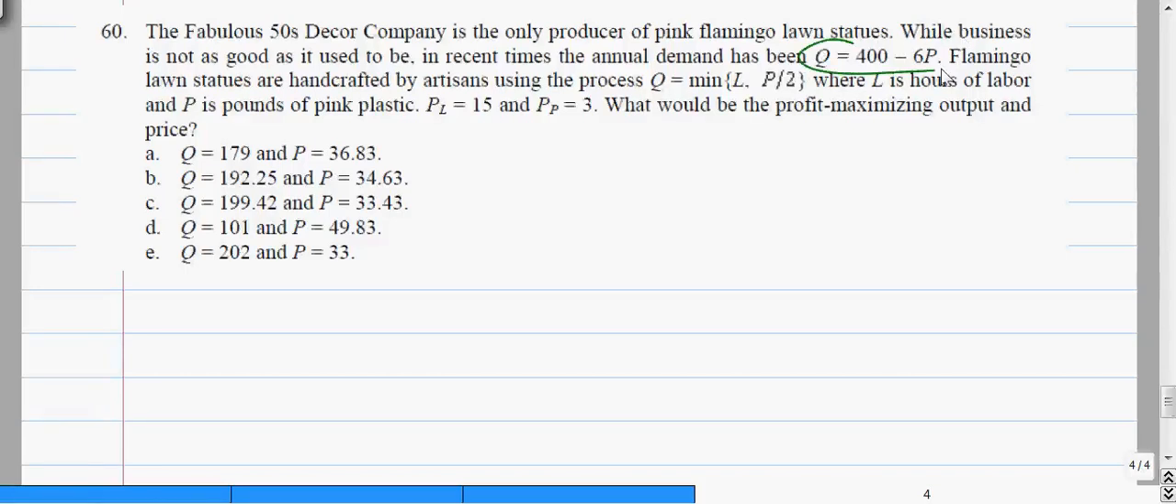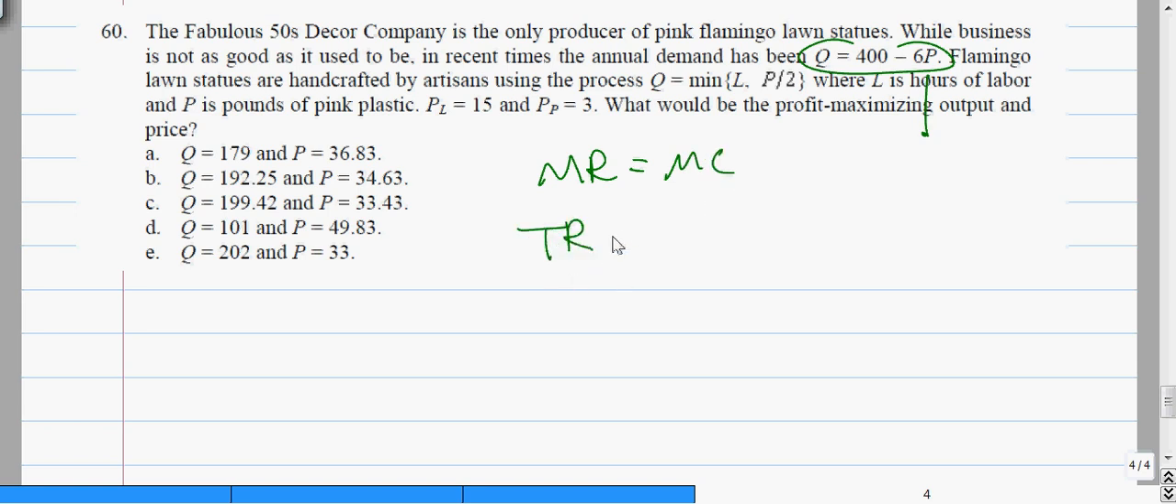If you see a demand curve like this, you know that the price elasticity of this is harder to compute than what we had, as Q is equal to something times P to the power. So here we want to use the other method, which is using the MR equal to MC method. So we may as well find MR first.